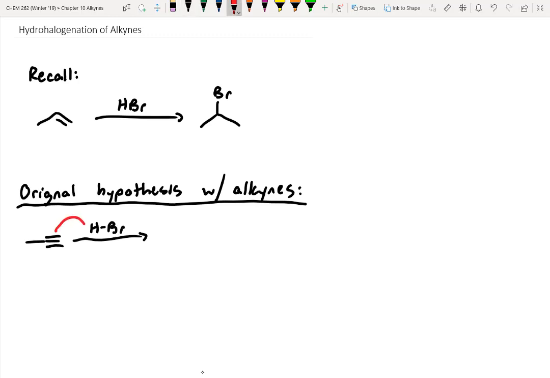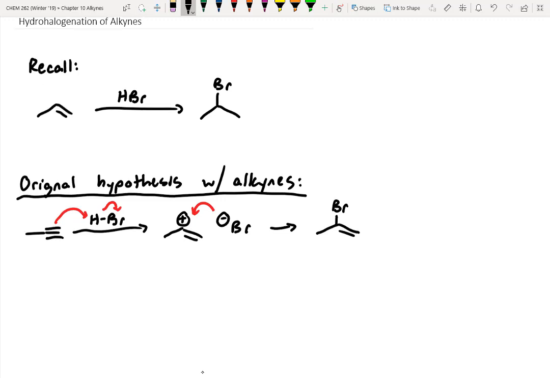If that happens, one of these pi bonds could steal a proton from HBr, kick off bromide. We would then have a carbocation on the more substituted carbon. Let me make this a straighter line, just like we saw last chapter. And then bromide, as our leaving group, one could hypothesize that this bromide ion would attack back into that carbocation, and you would get this final product.